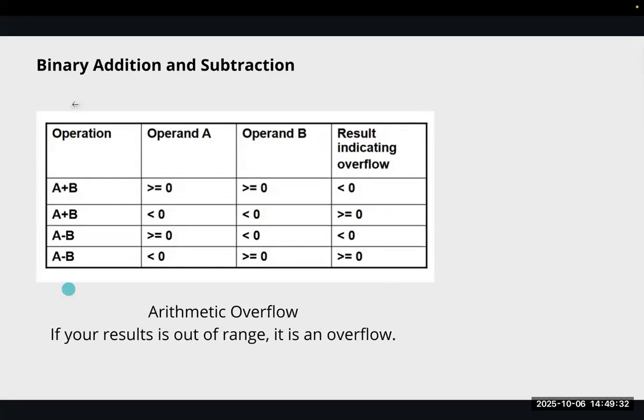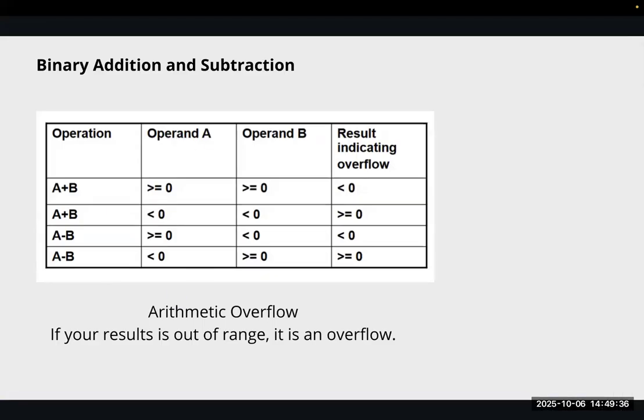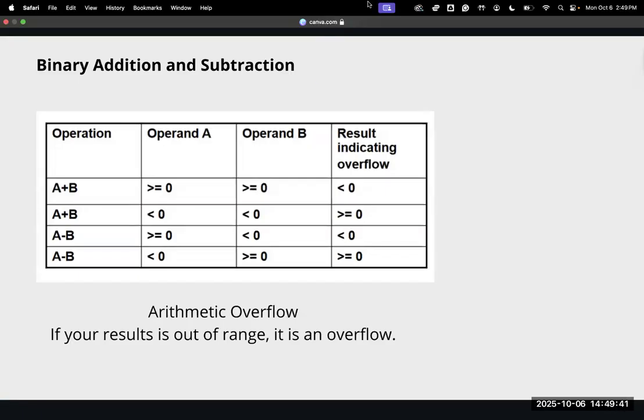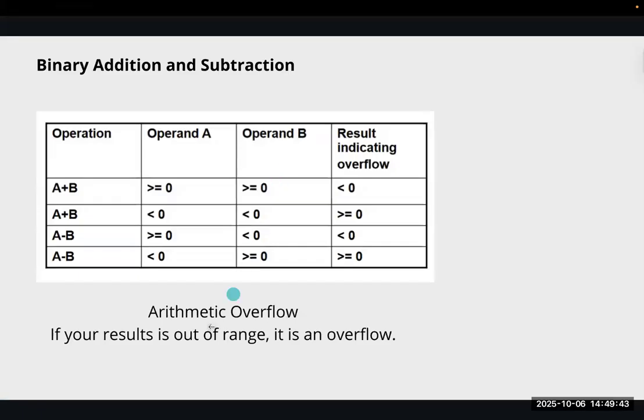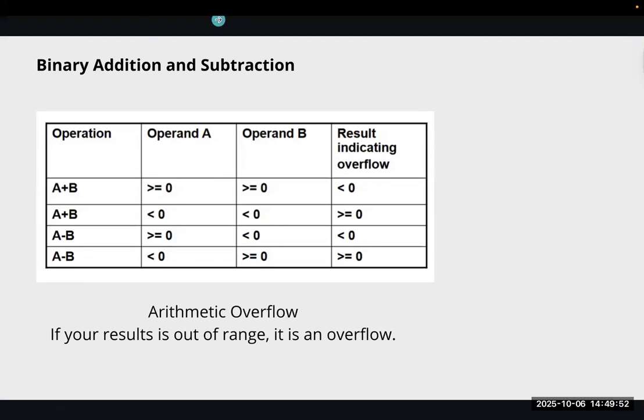Binary addition and subtraction. I'm pretty sure you guys have seen this table when you're doing your EEE 120 or CSE 120. Same thing works here. If the numbers don't add up how they're supposed to, then it's an arithmetic overflow. Save this table. If you have a cheat sheet allowed in your exam, just put it on your cheat sheet. You don't have to remember much. If you follow these conditions and your result doesn't match any of these four conditions, then it's an overflow.